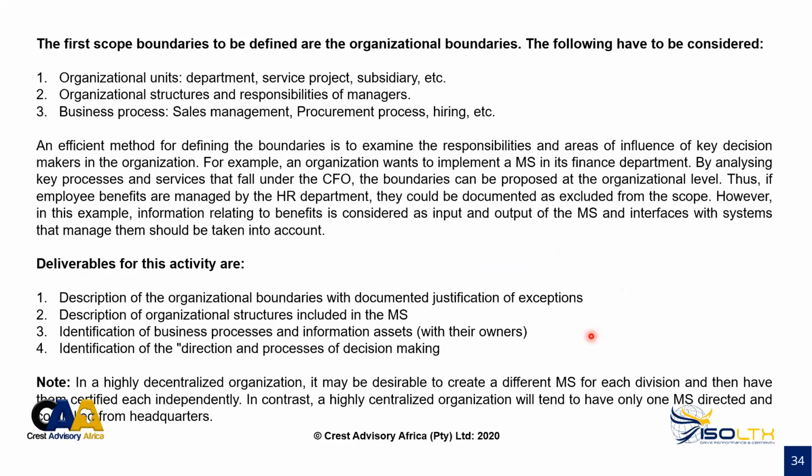And if you're looking at this, the first scope boundaries to be determined are the organizational boundaries. This has to do with the organizational units, the departments, the service project, the subsidiaries, etc. The organizational structures and responsibilities, the business processes like sales management, procurement, etc. And then the deliverables from that activity are the description of the organizational boundaries with documented justification of exceptions.